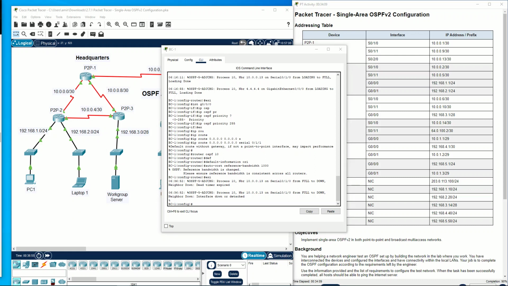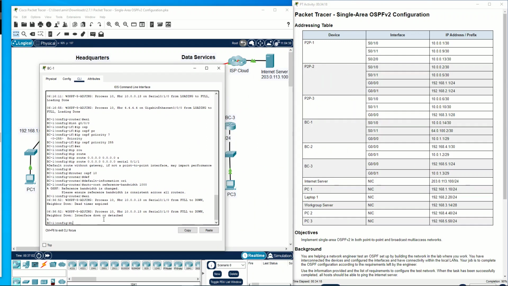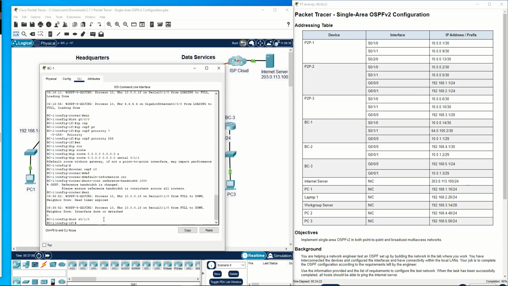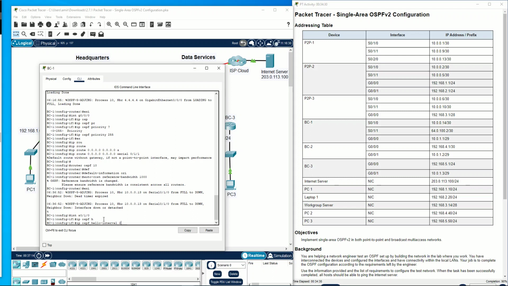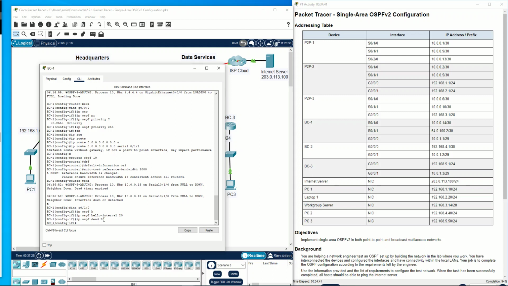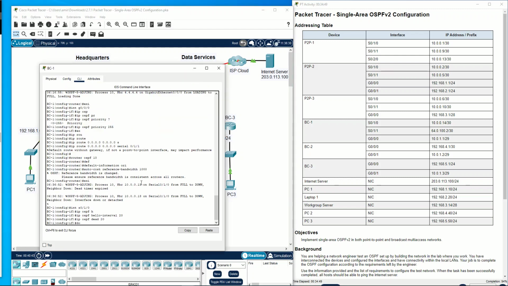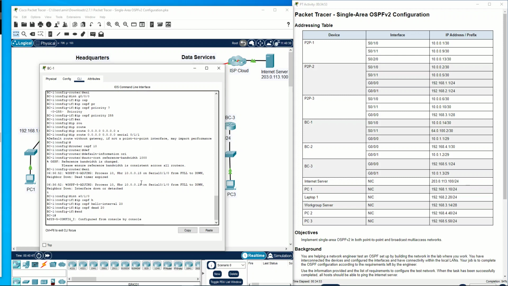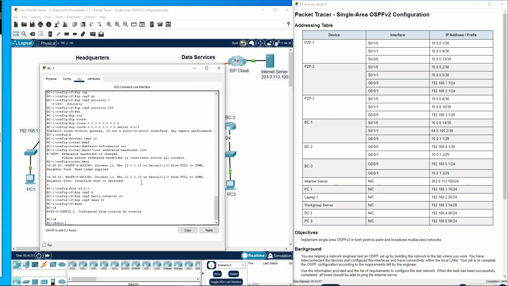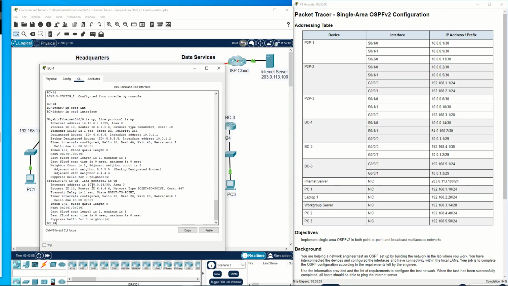And what about this interface that connects to P2P1? This is interface serial 0/1/0 and should write here IP OSPF hello 20, should be the same, and also dead should be the same. Click on fast forward, and you can see here, do show, what command should be here, right? Show IP OSPF interface. You can see all of the information here.